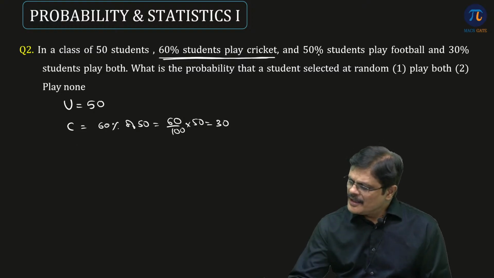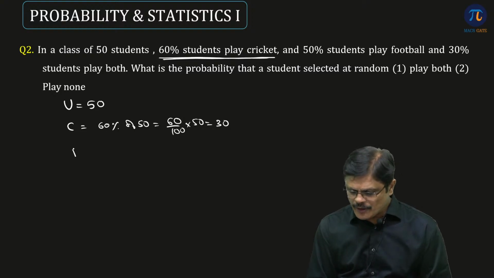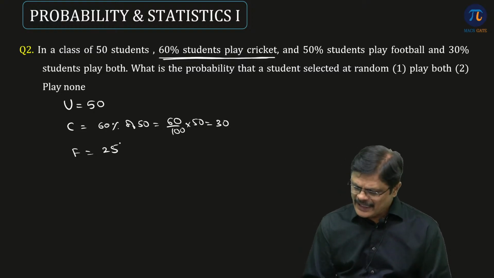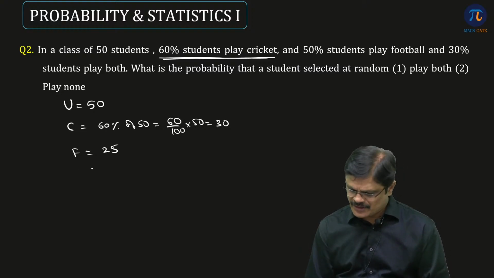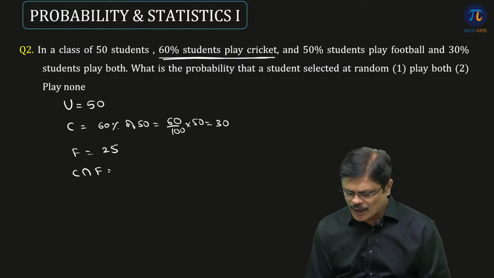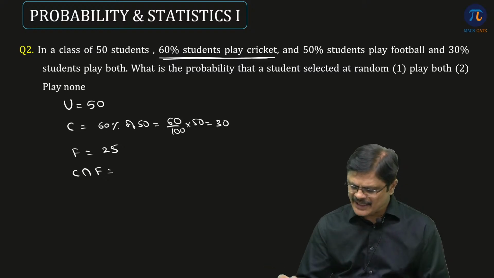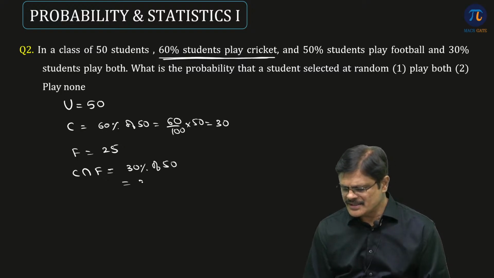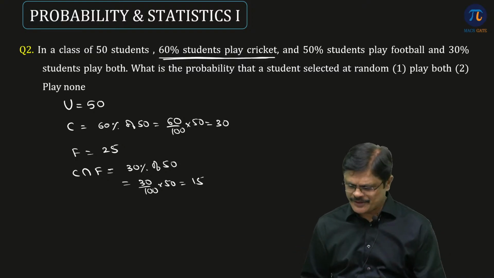Next, 50% of students play football. So how many play football? 50% of 50 is 25. I am directly writing it. And 30% play both, cricket and football. How many people play both of them? 30% of 50, that is 30 by 100 into 50, which is 15. 15 students play both.